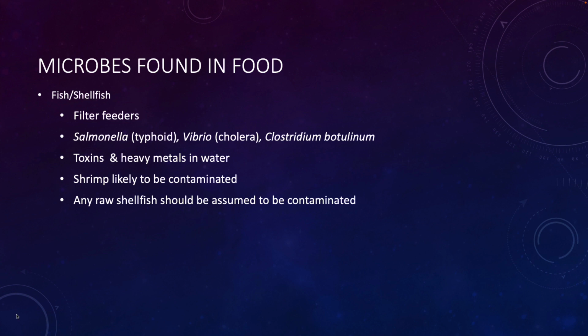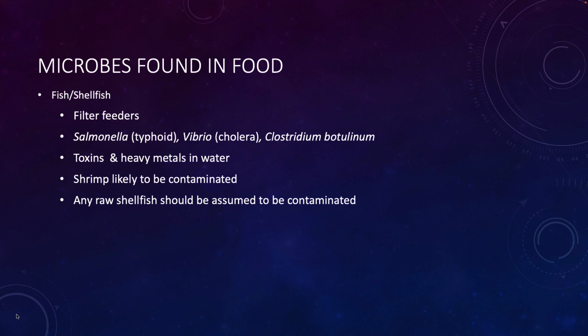Fish and shellfish also are known to be contaminated with various microbes. Fish and shellfish, especially shellfish that are filter feeders, collect a lot of microorganisms in that filter mechanism. But some common bacterial infections that we can see in fish and shellfish include Salmonella, Vibrio, Clostridium. We also see some of the parasitic tapeworms in undercooked fish and shellfish. They can be contaminated also with toxins or heavy metals that are in the water.